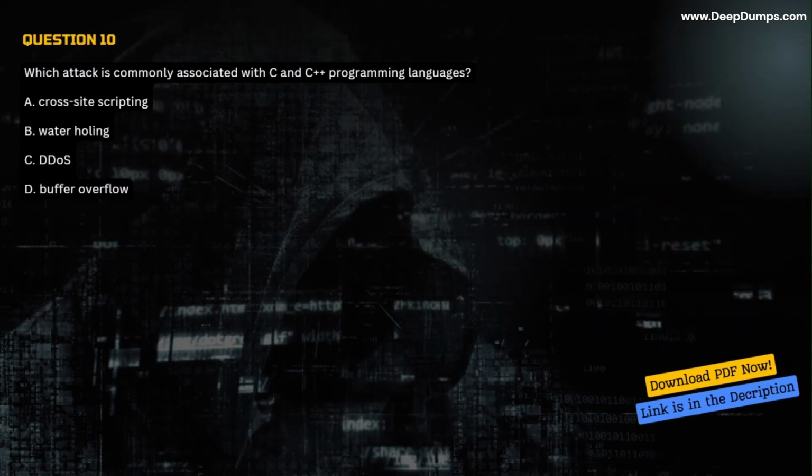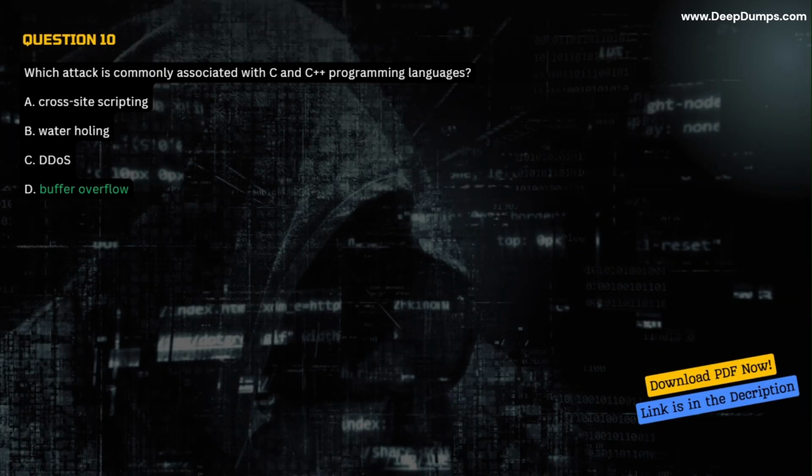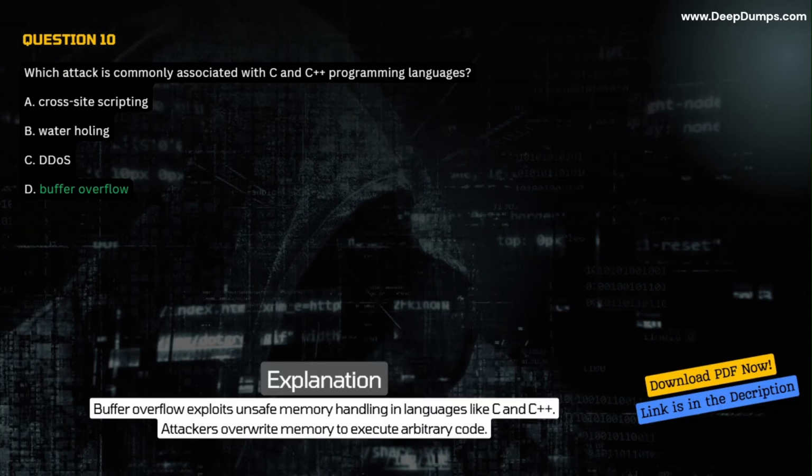Question 10. Which attack is commonly associated with C and C++ programming languages? A. Cross-site scripting. B. Water holing. C. DDoS. D. Buffer overflow. Correct answer D. Buffer overflow. Explanation. Buffer overflow exploits unsafe memory handling in languages like C and C++. Attackers overwrite memory to execute arbitrary code.